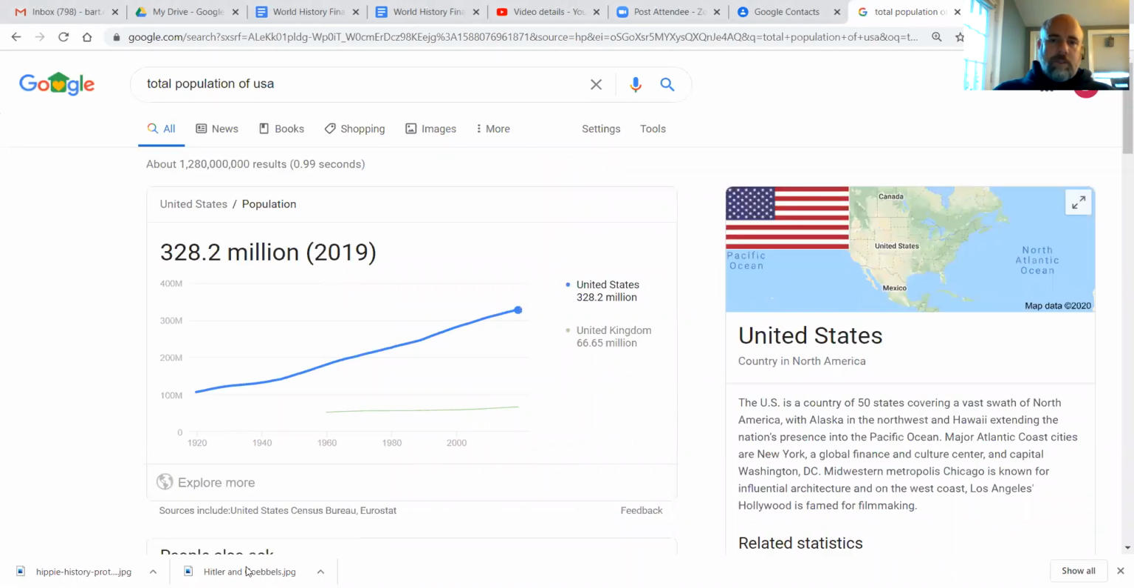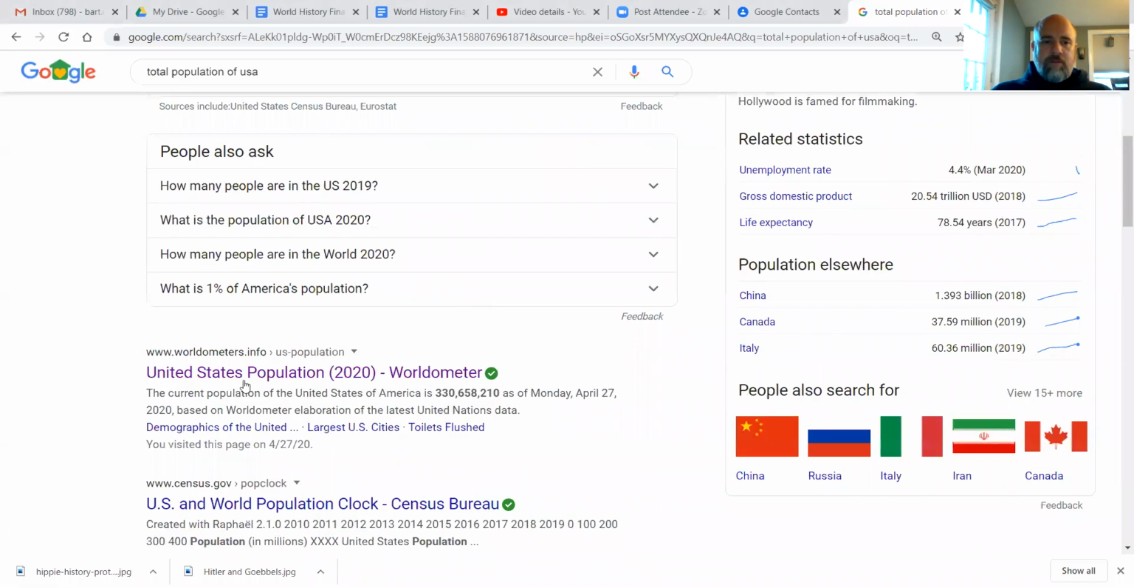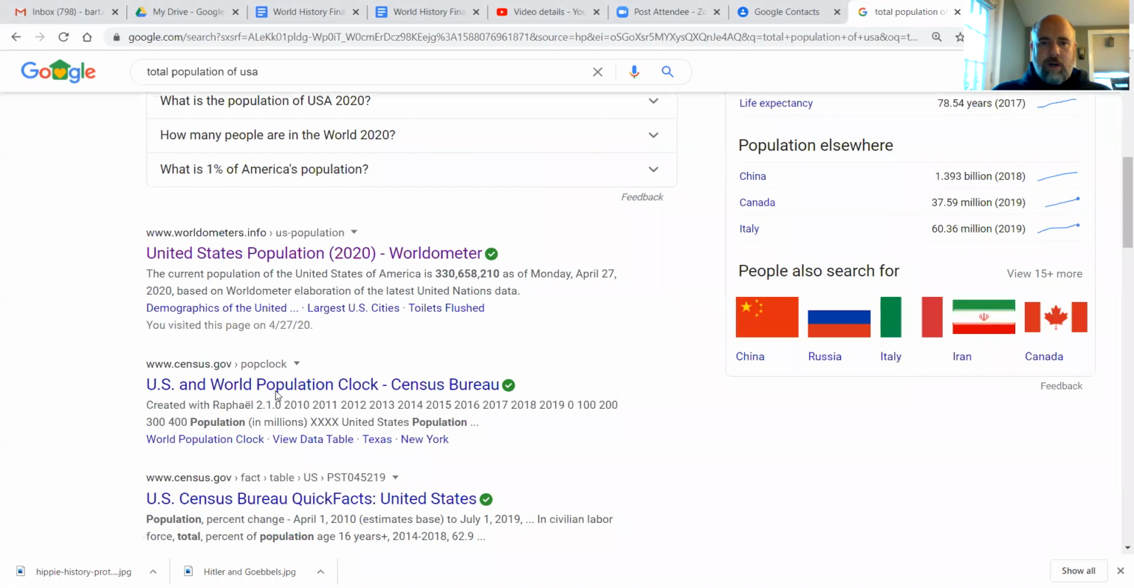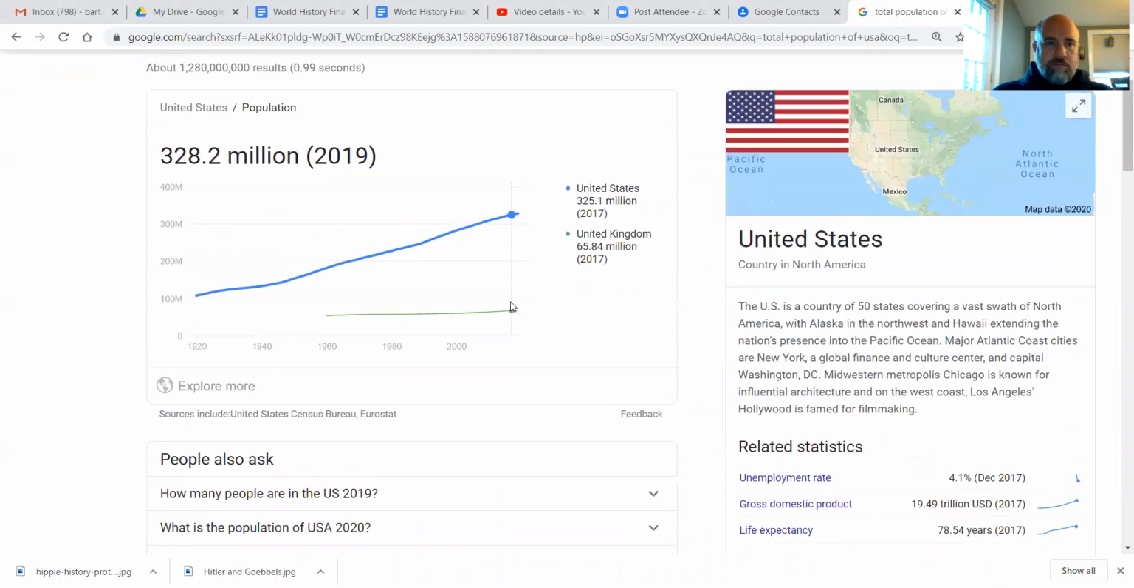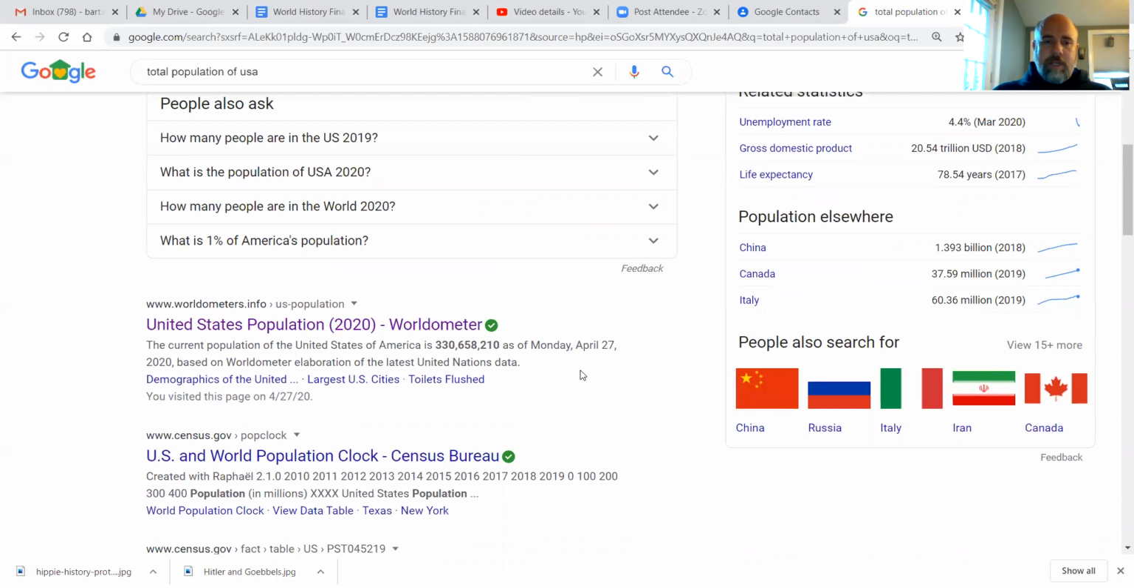All right. So here's the total population of the United States as of 2019. And for statistics, for some things, you're going to want to click on. I mean, here they have what they believe it is as of Monday, April 27th. Wow, that's really precise. So it's grown a little bit, 330 million people.